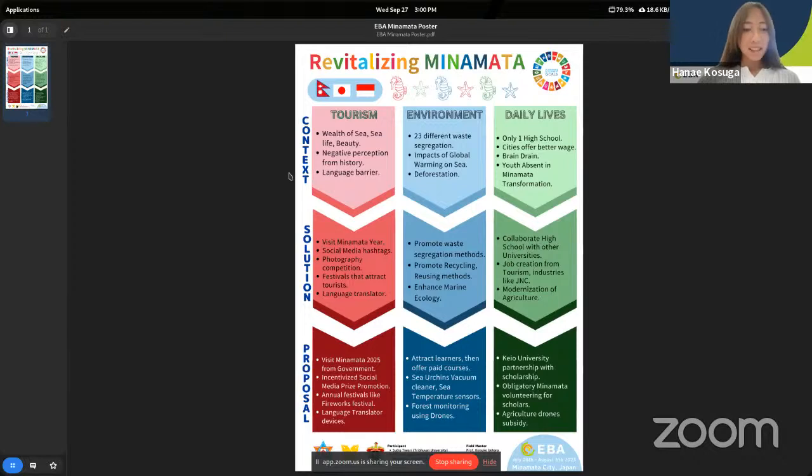And the proposal is to attract learners, then offer paid courses, a sea urchin vacuum cleaner, sea temperature sensors, and forest monitoring using drones. And next one is Ariane, please.